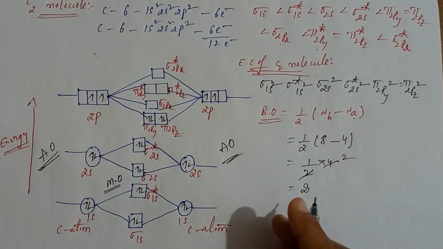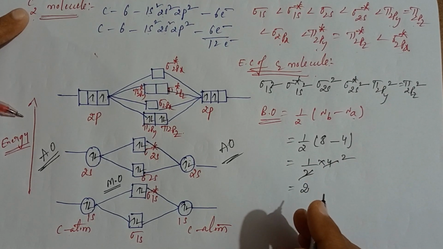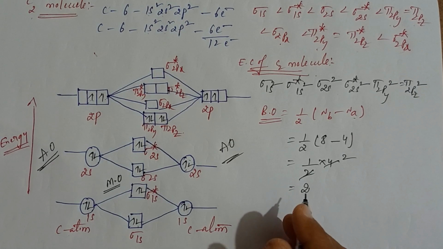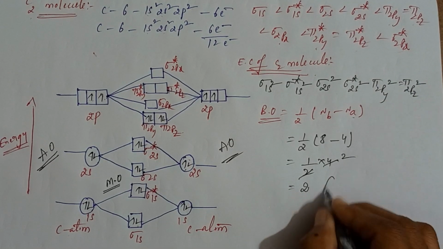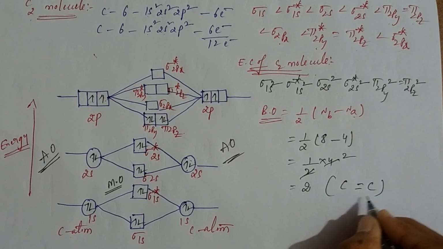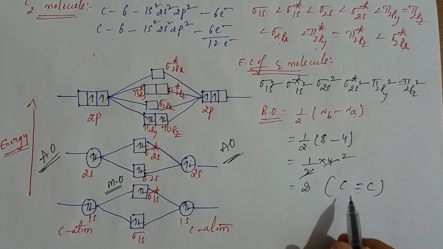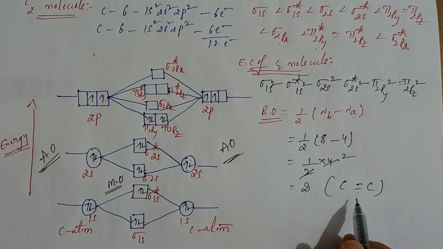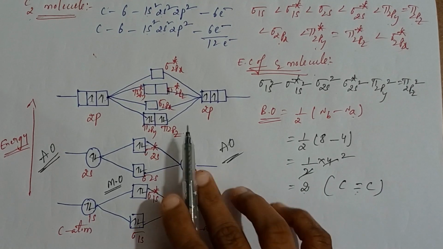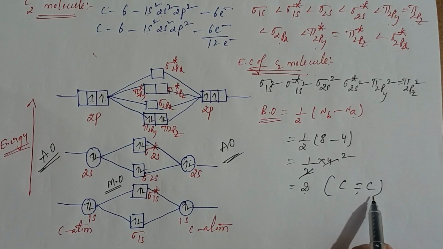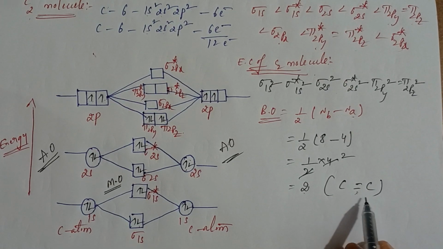Bond order is 2, so what can we say, students? In the C2 molecule, in between the two carbon atoms, which bond is existing? A double bond is existing. Bond order 2 means double bond, bond order 1 means single bond, bond order 3 means triple bond. So here bond order is 2, so a double bond is existing. So this is the bond order.